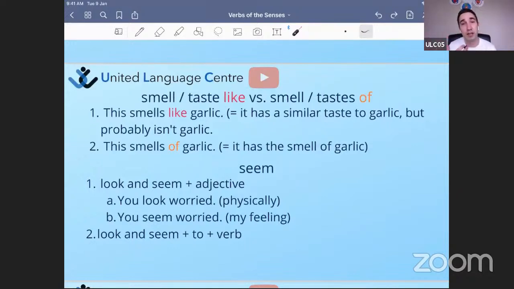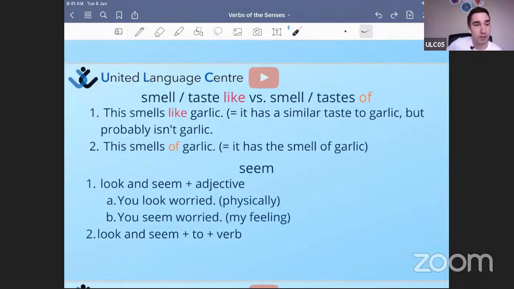Oh, this smells like vanilla, right? But it's not vanilla. It's something that smells like vanilla. And if we say this smells of garlic, it just means it has the smell of garlic, and it is probably garlic. Oh, wow, the soup smells of garlic. Oh, yeah, I put a lot of garlic inside, right? So that's how we would use that. At the same time, I don't use that very often, so I would forget that, skip it.